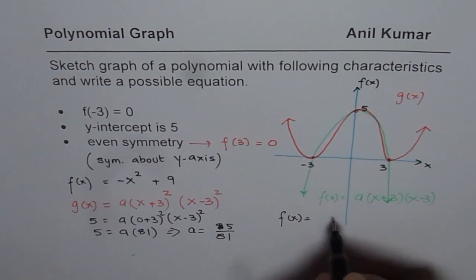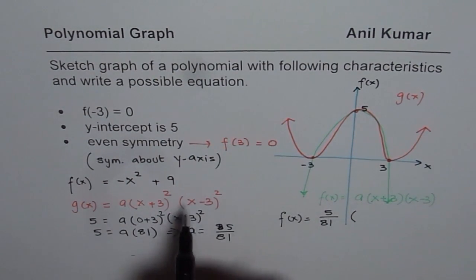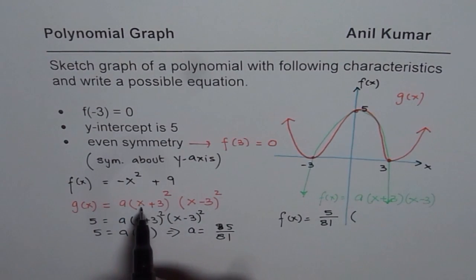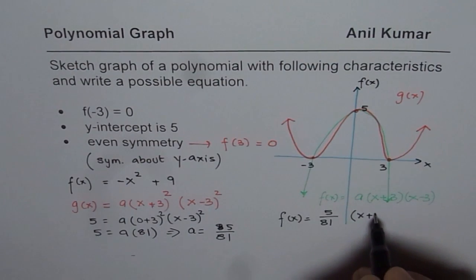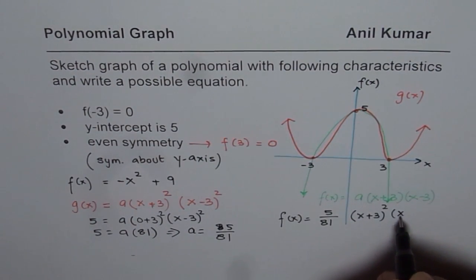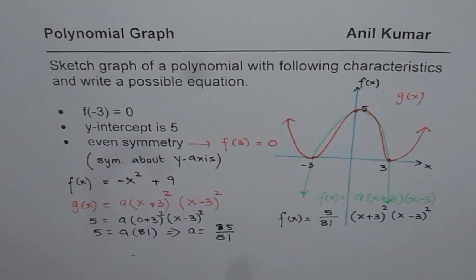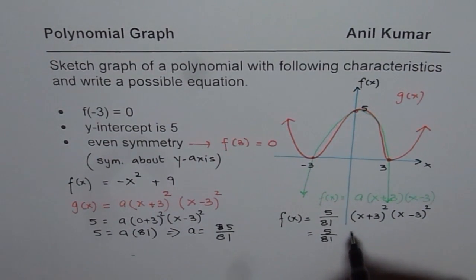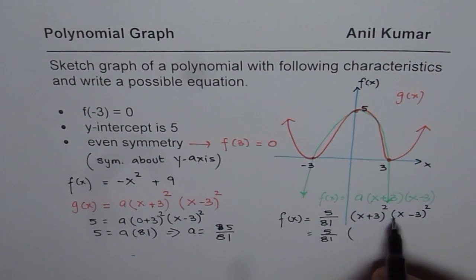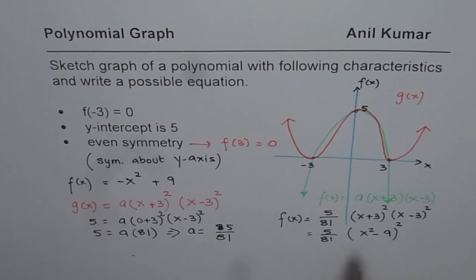So the second function is f of x equals 5 divided by 81 times x plus 3 whole square times x minus 3 whole square, right? So that is our quartic function, which could also be written as 5 over 81 times x square minus 9 to the power of 2, right? Some of you could also do it that way. So that is the second function which I have drawn.